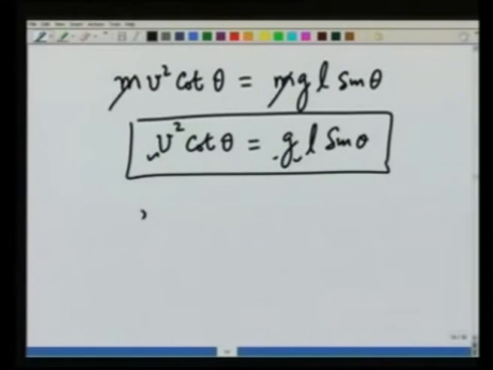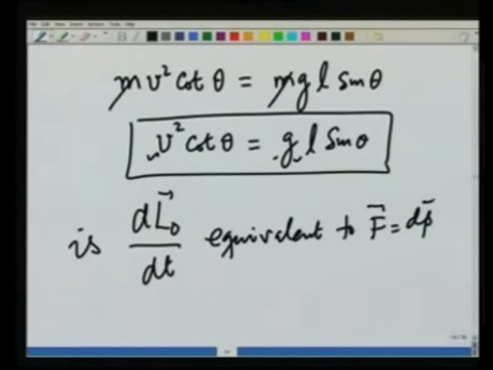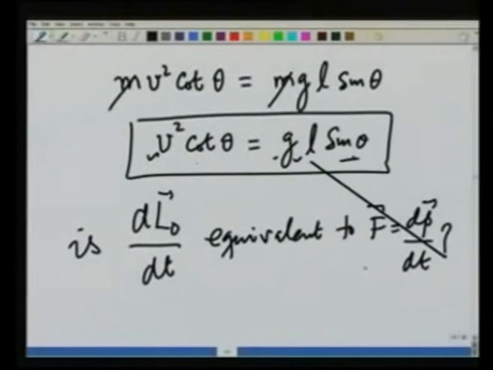So, again I raise the question, is dL_O/dt equivalent to F equals dp/dt? The answer seems to be no, because the only thing I am getting from here is the angle theta, whereas F equals dp/dt also gives me the tension. Let us see that, and then we will understand it better.